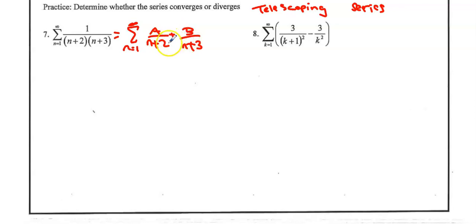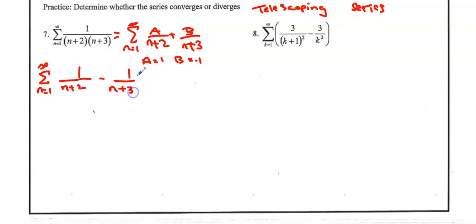Using partial decomposition, we can figure out what the a value and the b value are. Usually one of these numbers will be negative, which gets us into the form of a function minus another function. When you do partial decomposition, you get that a is equal to 1 and b is equal to negative 1. So let's rewrite this series with our partial decomposition. These two series are equal to each other, because if you were to subtract these fractions, you would get this back.